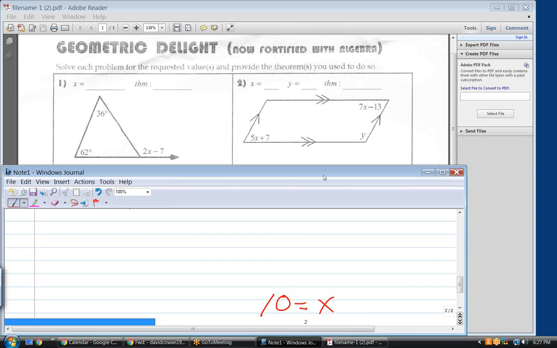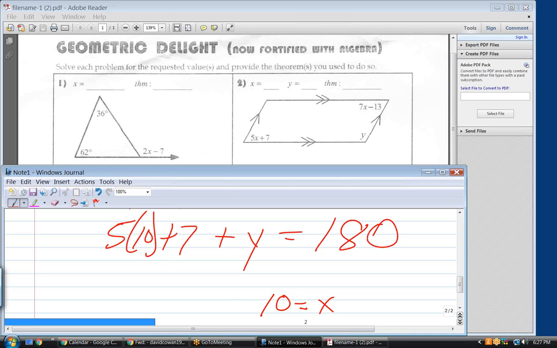Way, they're going to come out to 180, and I know what x is. X is 10, so let's add this one to that one. So 5 times 10 plus 7 is this angle here, plus y equals 180.